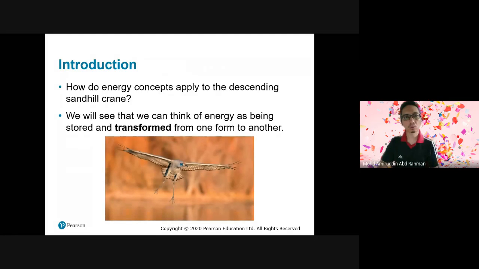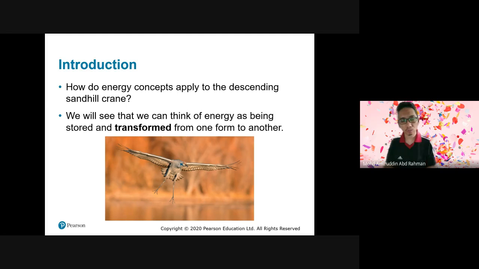Okay, so how do energy concepts apply to the descending sandhill grade? This is an example. Let's say you see the eagle. The eagle is going down. It's flying and then it's going down. So how is energy going to apply over there?